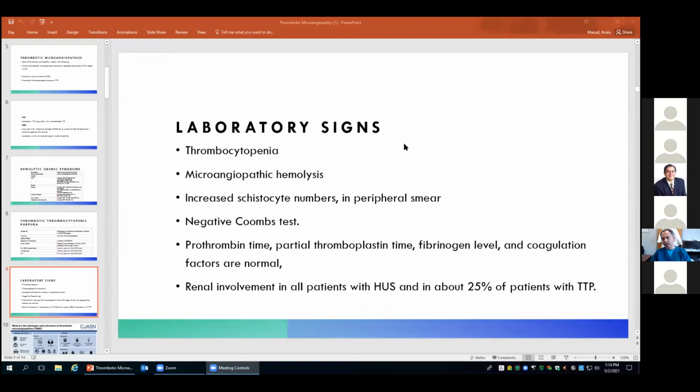I'll talk to you about why it's very important to differentiate whether we're dealing with TTP or we're dealing with HUS. So again, in HUS, more severe renal involvement. In TTP, less severe renal involvement. In TTP, more severe thrombocytopenia. In complement-mediated HUS, less severe thrombocytopenia.